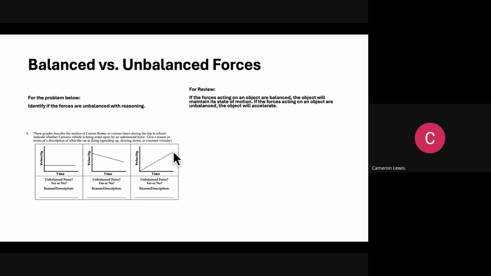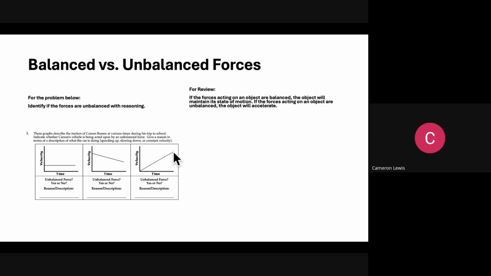Are the forces unbalanced in the middle one? Sorry, are the forces unbalanced? We're on this inertia packet. See the inertia. Oh, Yeah. What I just asked?